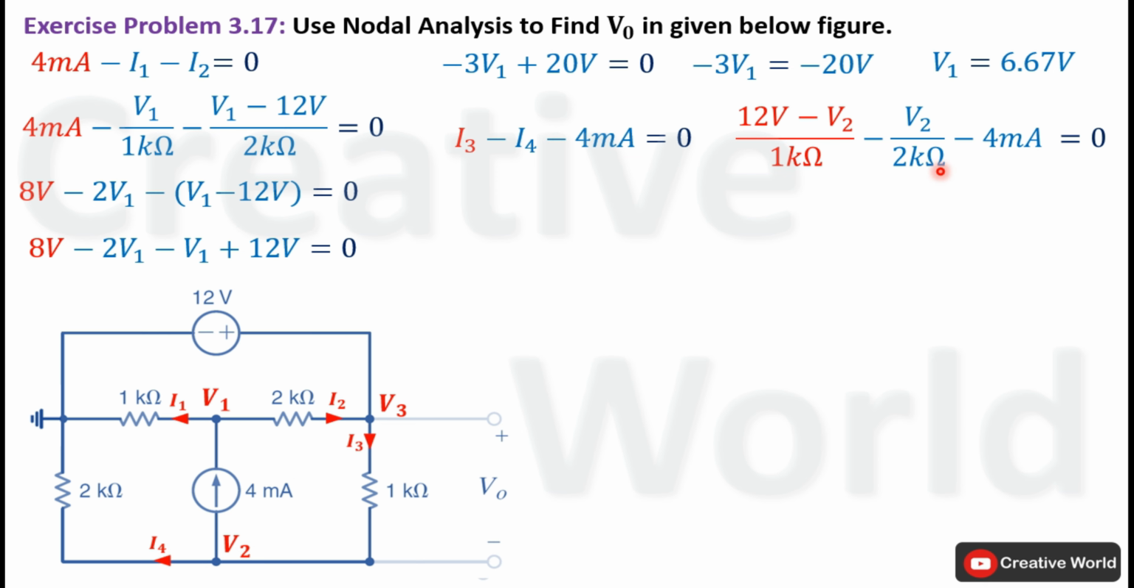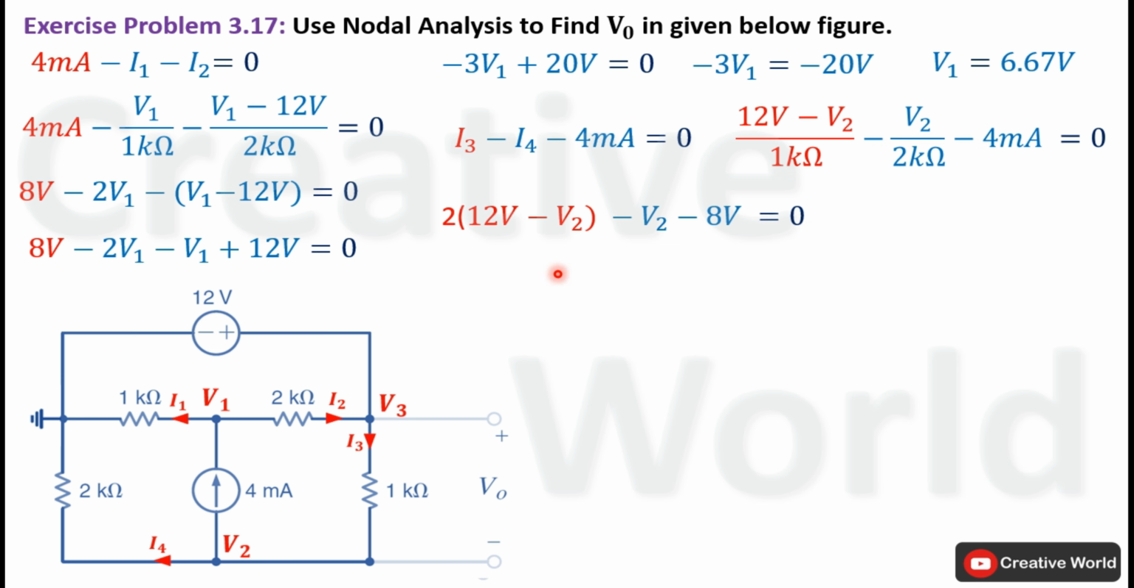Now, in order to omit all denominator values, we will multiply this equation on both sides with 2 kilo ohm. Product of 2 kilo ohm and 1 kilo ohm in the denominator will cancel out with each other. Only 2 will be left, and that 2 will multiply with 12 volt minus V2. Here 2 kilo ohm will cancel out with 2 kilo ohm in the denominator. Only V2 will be left, and here the product of 2 kilo ohm and 4 milliampere will result in 8 volt.